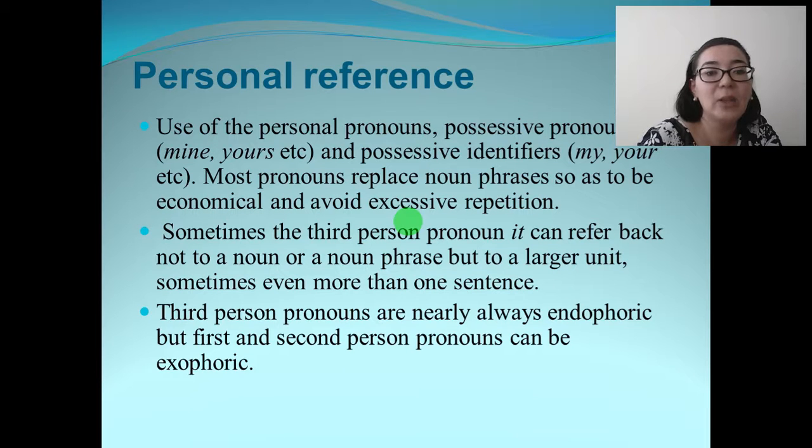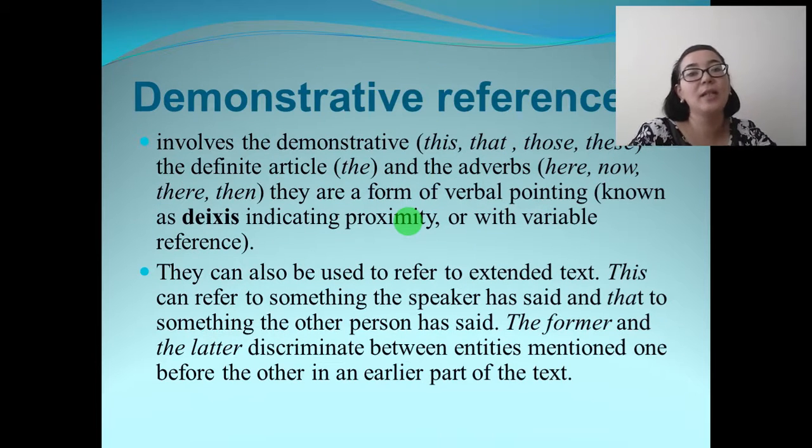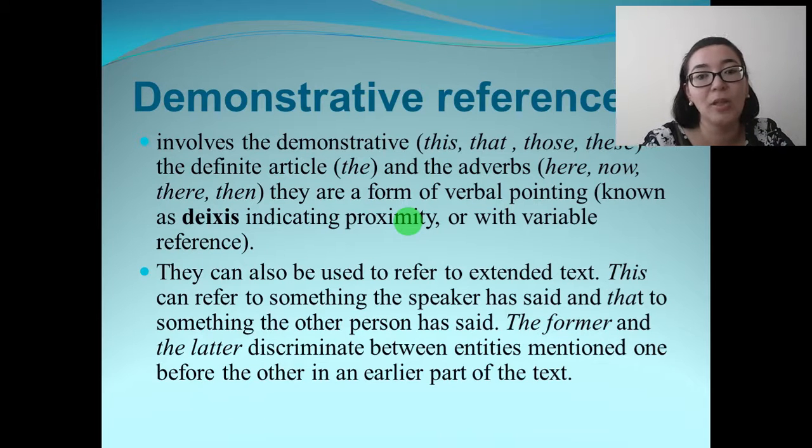Sometimes the third person pronoun "it" can refer back not to a noun or noun phrase but to a larger unit, sometimes even more than one sentence. Third person pronouns are nearly always endophoric, but first and second person pronouns can be exophoric. Demonstrative reference involves demonstrative pronouns, demonstrative articles, and demonstrative adverbs. They are a form of verbal pointing. They can also be used to refer to extended texts.